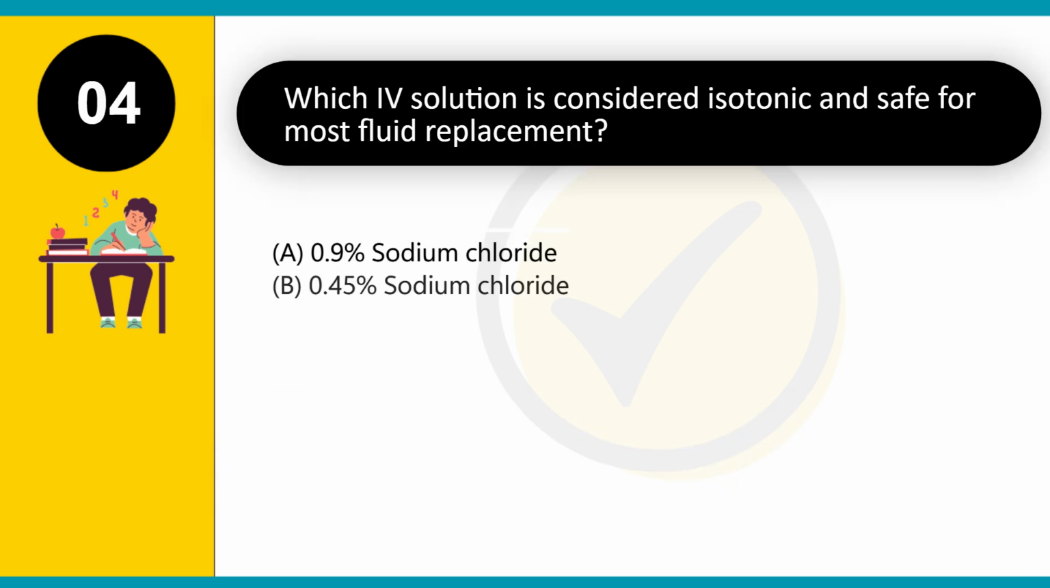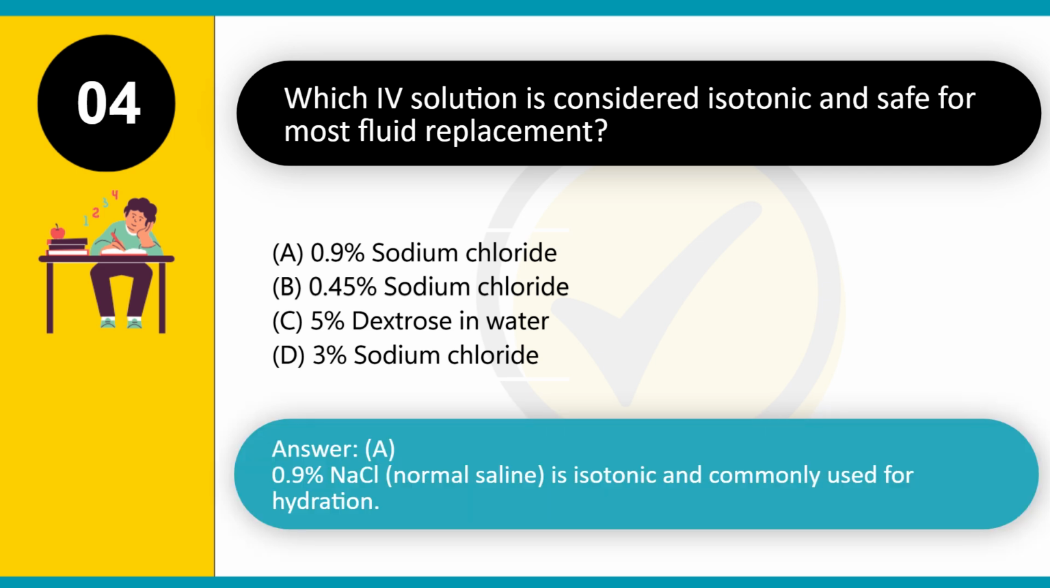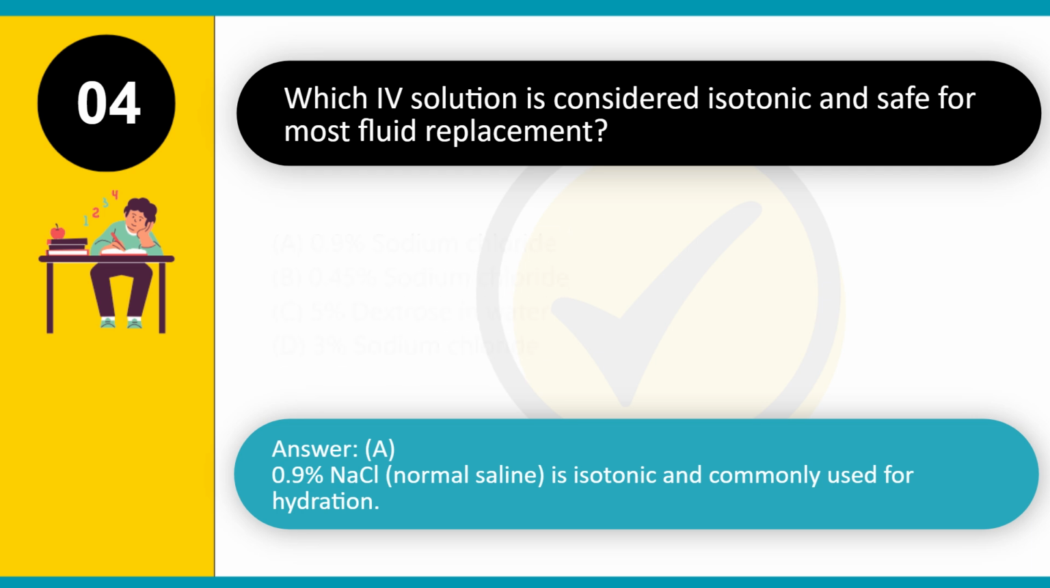Which IV fluid solution is considered isotonic and safe for most fluid replacement? A. 0.9% sodium chloride. B. 0.45% sodium chloride. C. 5% dextrose in water. D. 3% sodium chloride. Answer, A. 0.9% NaCl, normal saline, is isotonic and commonly used for hydration.